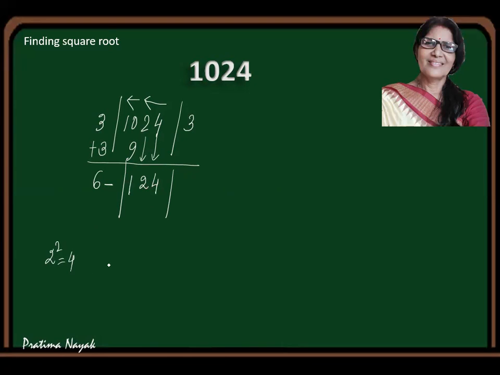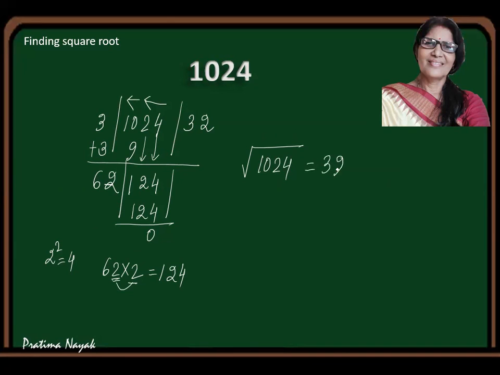So I'll try for 62 multiplied by 2. Whatever we are putting here, I'll multiply that only. And it should be 124. So 62 into 2 is equal to 124. So what is the square root of 1024? It will be 32. So just keep the result in mind, because the next question will be based on this only.